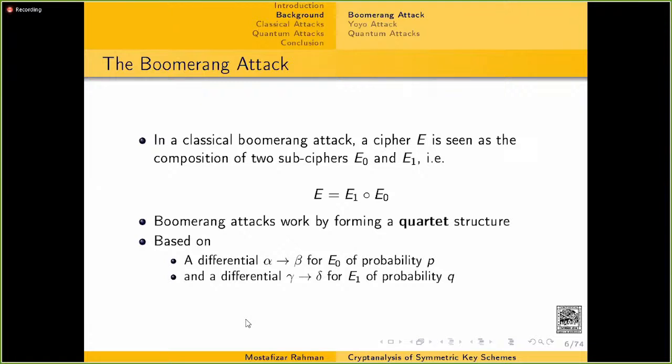But in the boomerang attack, we divide a cipher into two parts, E0 and E1, and for each part, we consider two different differentials. By combining these two differentials, we are trying to create a bigger differential. In this way, this gives us the power to penetrate a greater number of rounds. But there is a cost, and that cost is the probability.